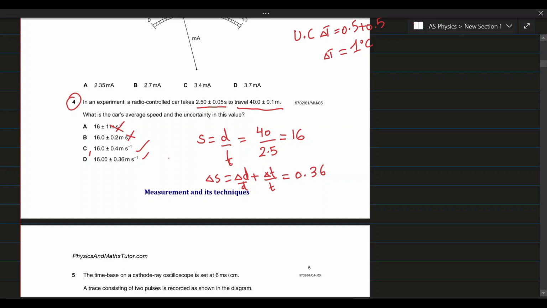So always remember that uncertainties are always to one decimal place, or you can say one significant figure. So C would be your correct answer, because in D the uncertainty is to two decimal places. That is not correct.